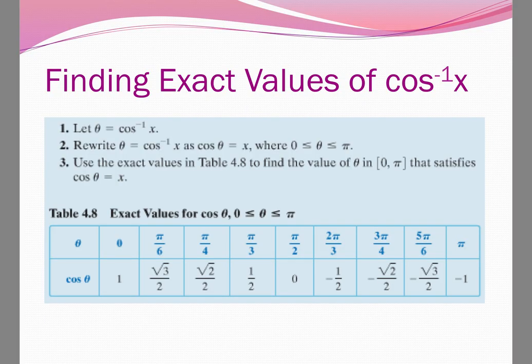Which means that I only have these to choose from. I can only give you arc cosine of negative 1 or arc cosine of 1, root 3 over 2, root 2 over 2, 1/2, 0, negative 1/2, negative root 2 over 2, negative root 3 over 2, and negative 1. Okay, there's a limited bank of questions that you can get asked. Unit circle based.